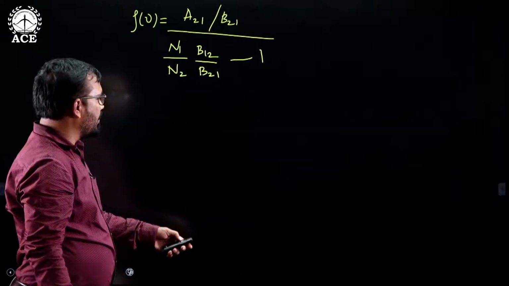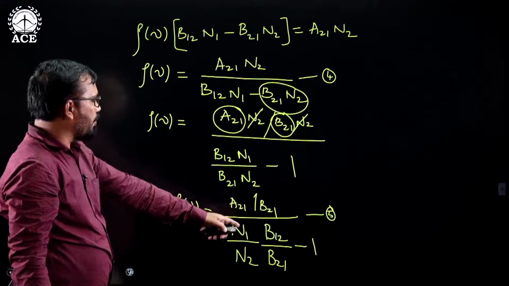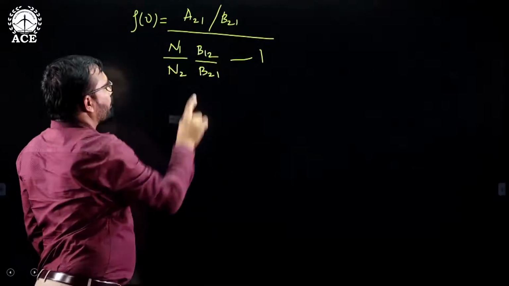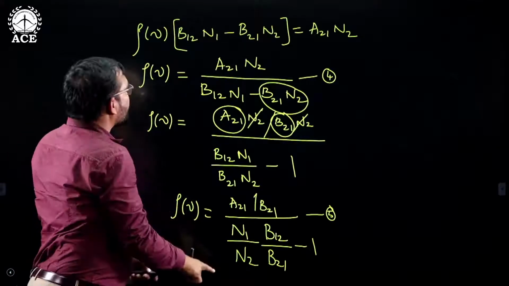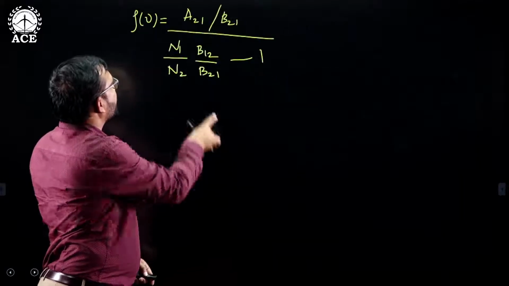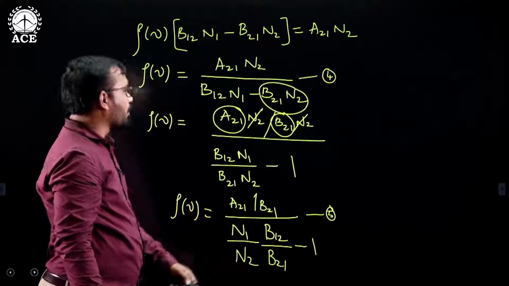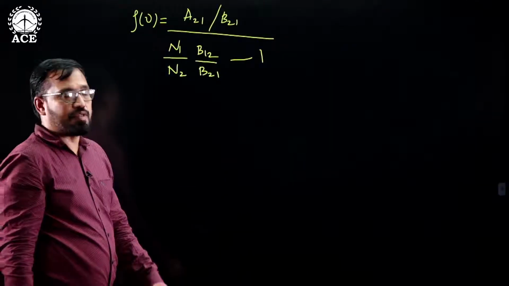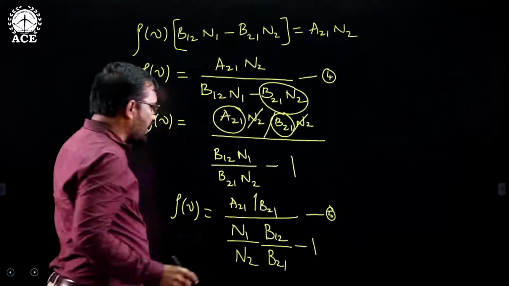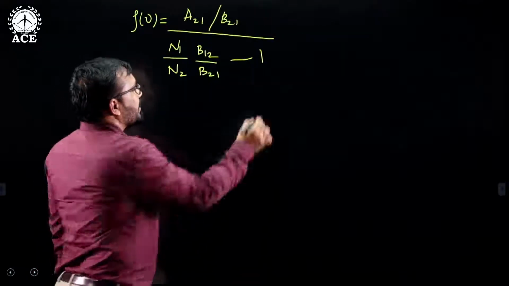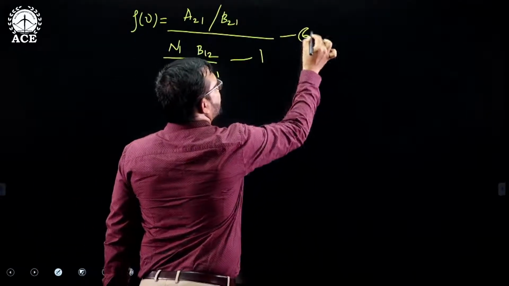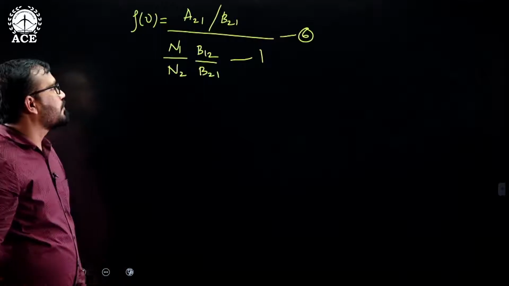So equation 5 is A21 by B21, N1 by N2, B12 by B21 minus 1. Earlier that was the fifth, now it is equation 6. Okay.